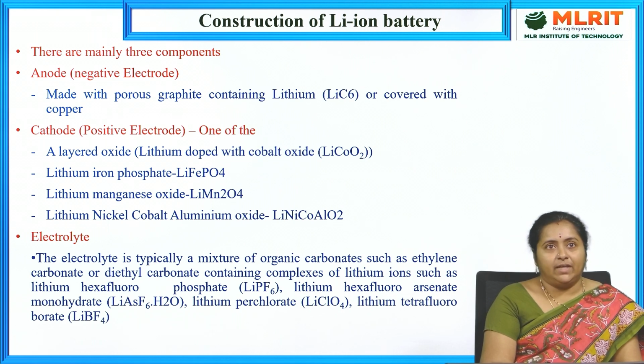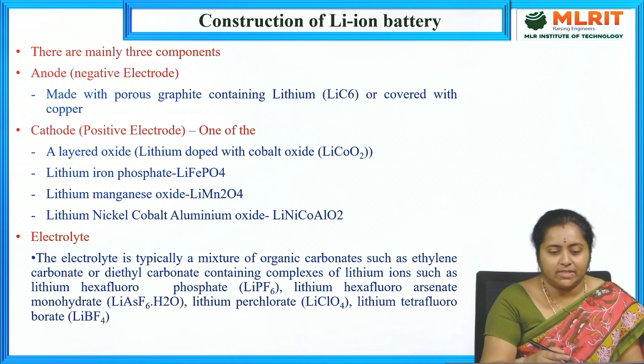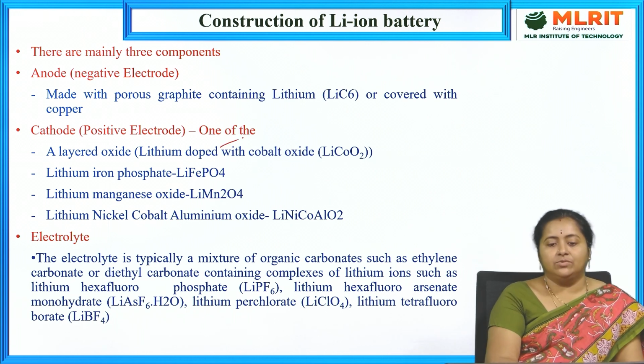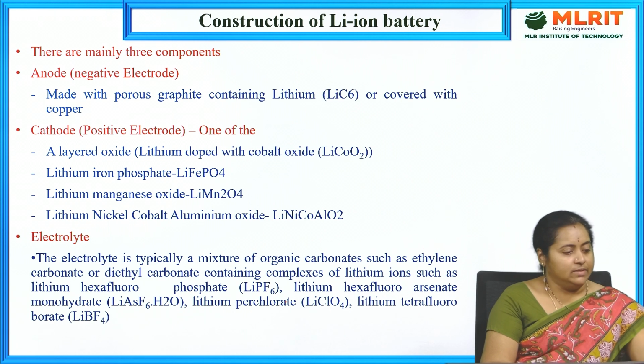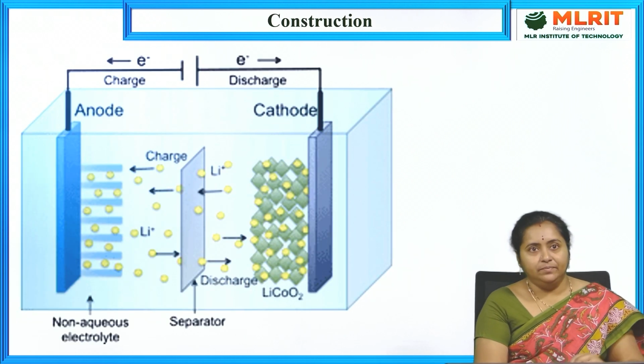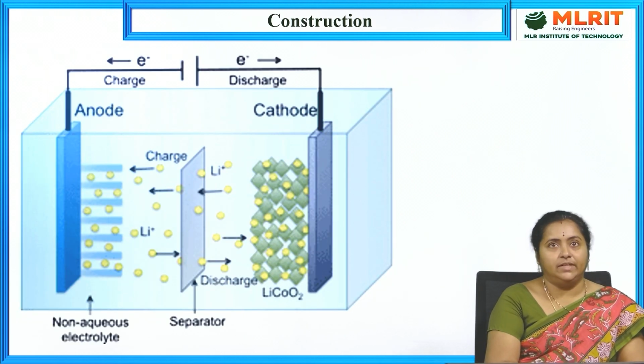In the place of cathode, the positive electrode, we have taken that same porous graphite electrode which is having a doping of lithium, that is doped with cobalt oxide. And then coming to electrolyte, it is a mixture of ethylene carbonate and LiPF6. So if you check the construction part, this is the construction of lithium ion battery.